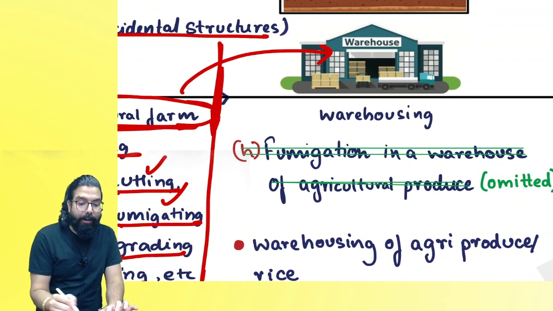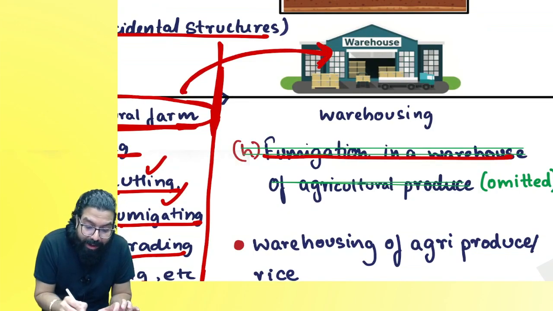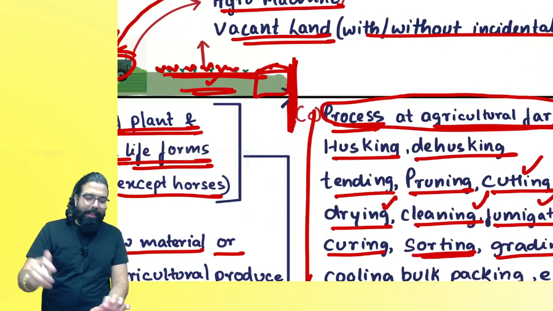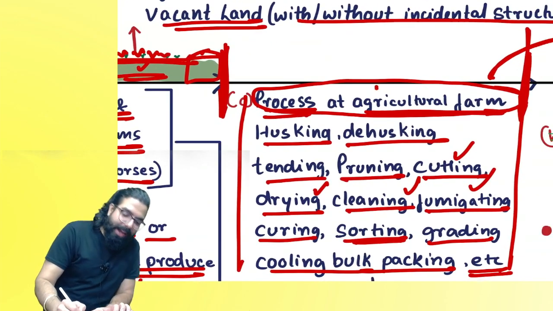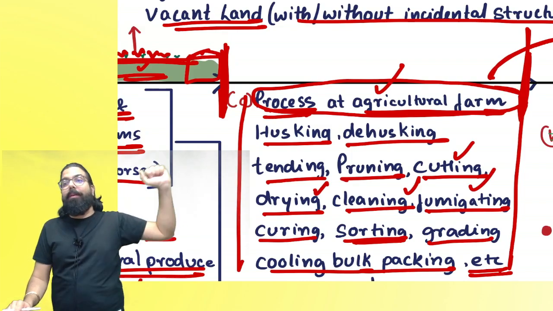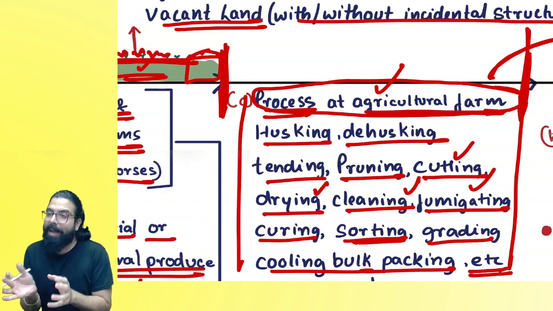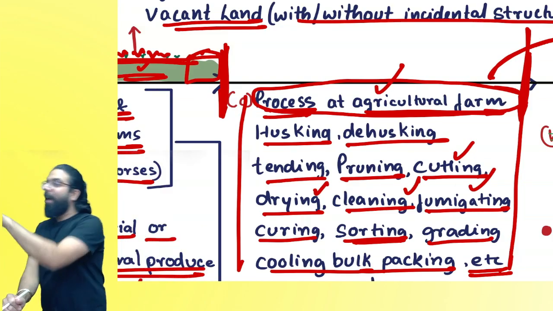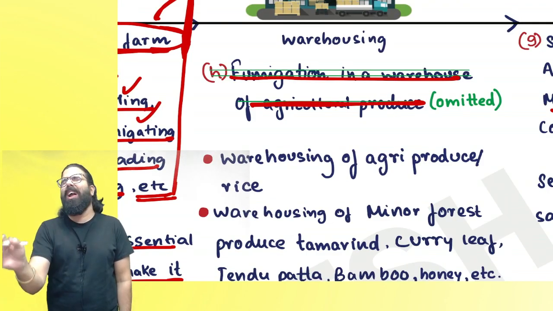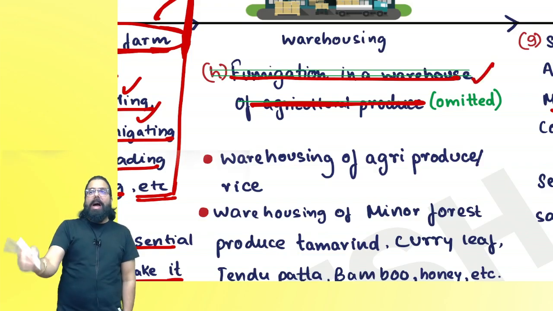Okay, now the government went ahead and said, what will happen from here? Goods will be stored in a warehouse. Fumigation in a warehouse of agricultural produce was exempted. But tell me one thing. Fumigation in the agricultural farm is okay. But whenever fumigation services are given, their warehousing is not done by agriculturists. Someone else will buy from the agriculturist and he will store. Correct or not? And hence, the government went ahead and said, fumigation in a warehouse, not agricultural farm. Warehouse will always now be taxable.